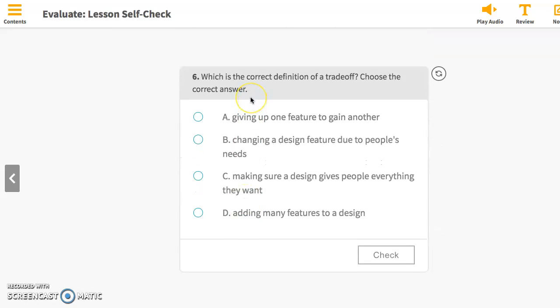Which is the correct definition of a trade-off? Giving up one feature to gain another. Exactly, a trade. That's the definition of trade, right? Changing it due to people's needs, making sure it gives everything you want. No. Adding many features. No.